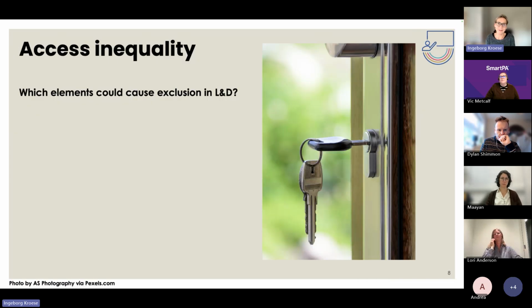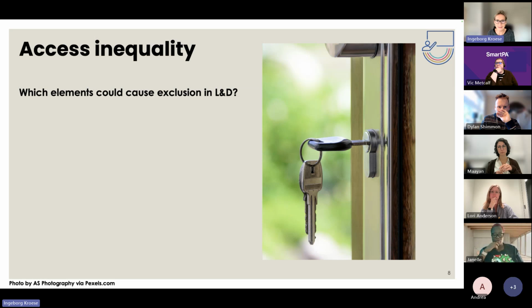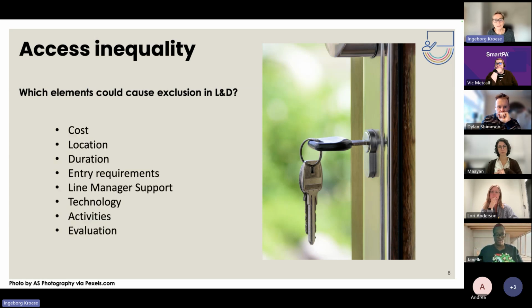Who has access? Well, last week we already shared some ideas and some elements of accessibility in learning and development that we can consider. And this is the list that we came up with. So about the cost, we know, for example, costs of executive programs or MBA programs are really increasing the inequality of traditionally excluded groups in these programs.